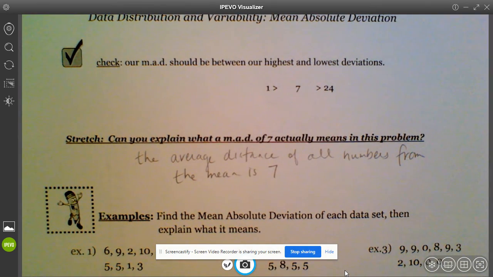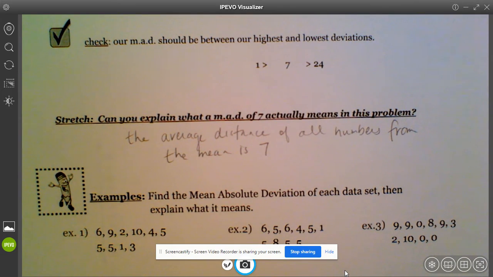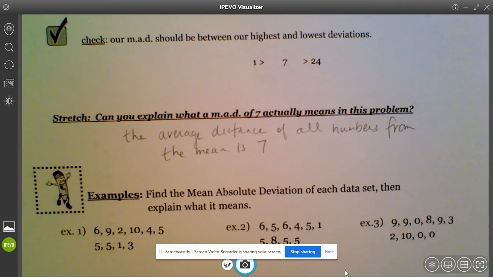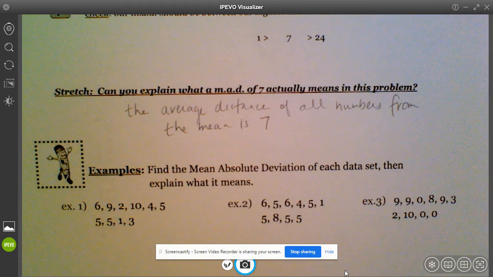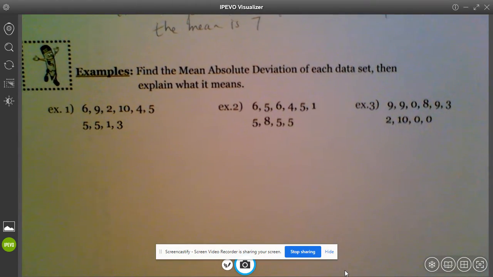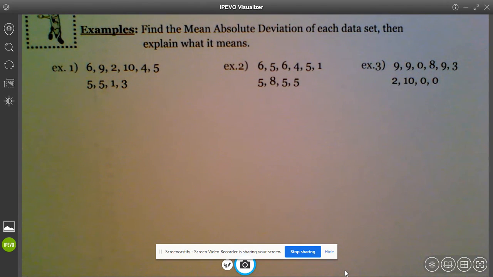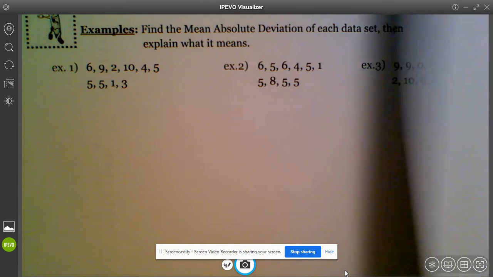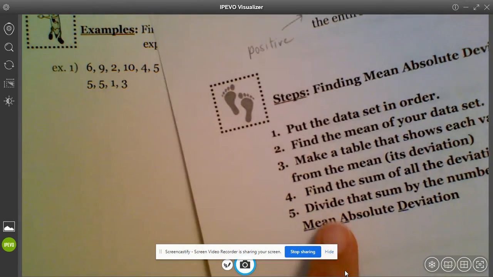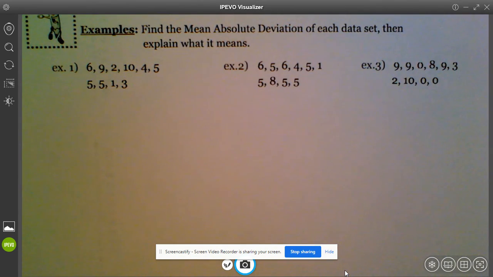Okay, so we're going to do a few examples, and you're going to notice some things, and I really hope you do, and then we're going to talk about some things with it. Okay, so find the mean absolute deviation of each data set, then explain what it means. Okay, so here's what I do. I'm going to follow their steps, and I'm going to put the data set in order. I'm going to leave the steps right here where I can follow them.